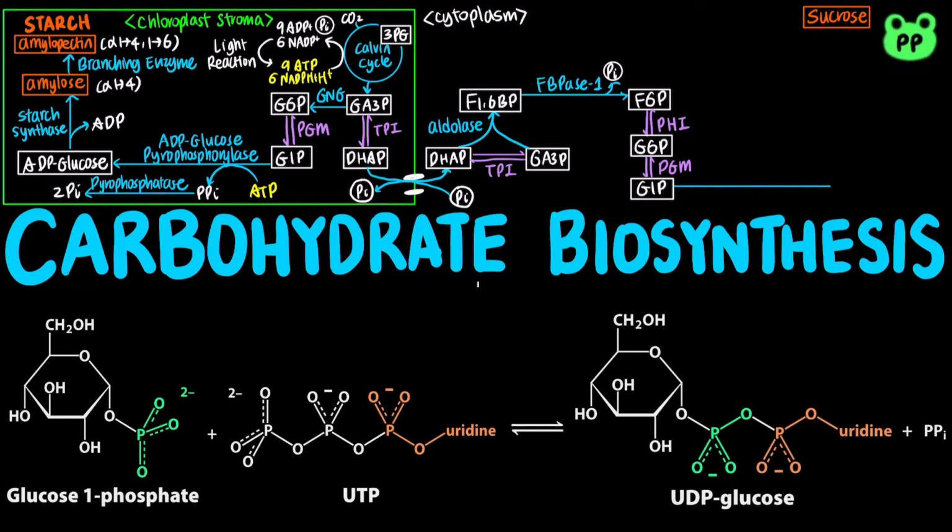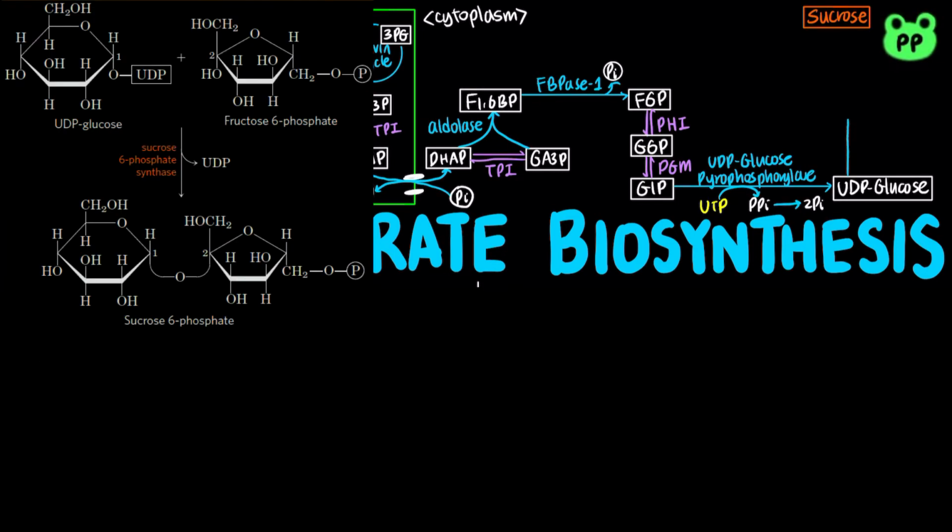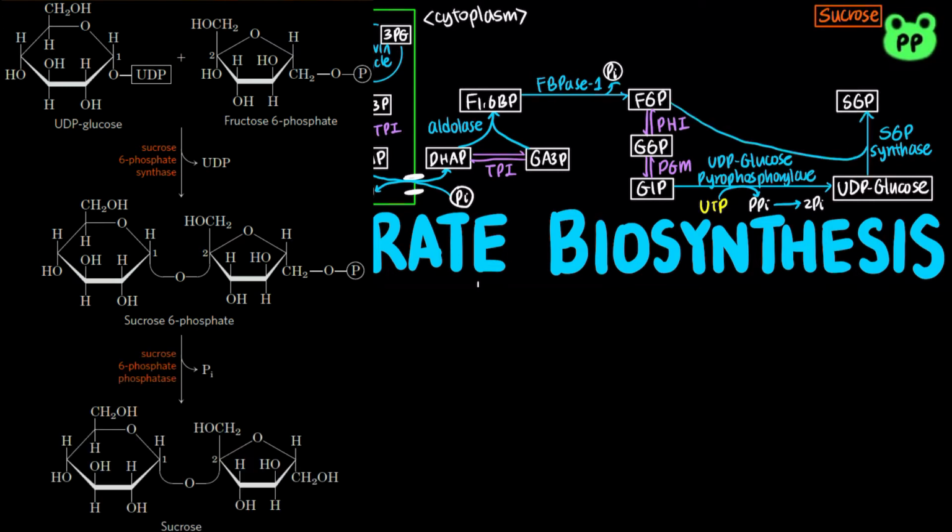Next, UDP glucose pyrophosphorylase condenses glucose 1-phosphate with UTP to form UDP glucose and inorganic pyrophosphate. Sucrose 6-phosphate synthase then condenses UDP glucose with fructose 6-phosphate to produce sucrose 6-phosphate, releasing UDP. Finally, sucrose 6-phosphatase hydrolyzes sucrose 6-phosphate into sucrose, releasing an inorganic phosphate.